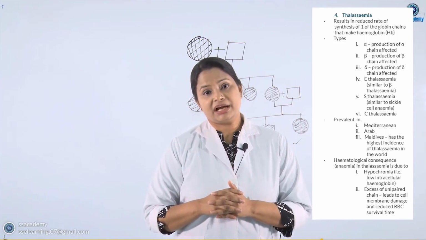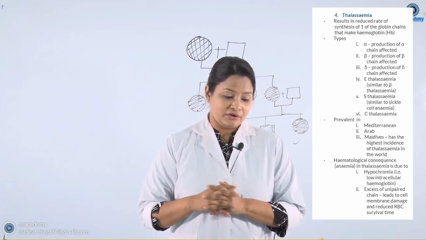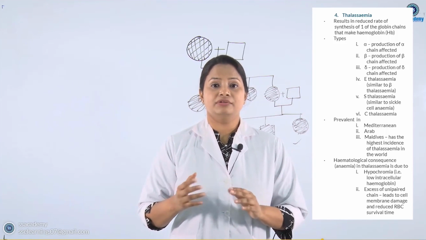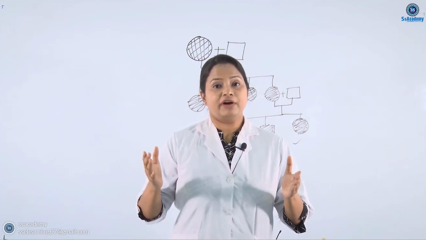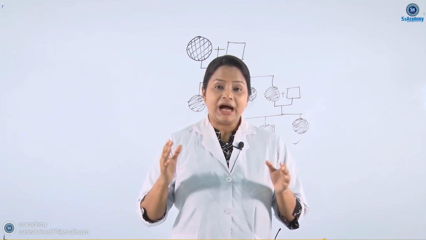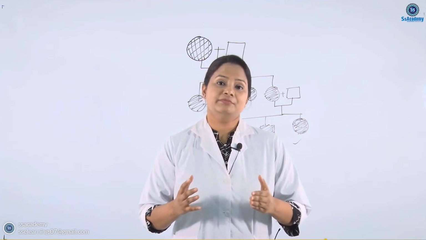So in thalassemia, on the blood film, we find abnormal shape of RBCs, unequal size and shape of the RBCs, pale RBCs and small RBCs. We find these in the thalassemia blood picture.